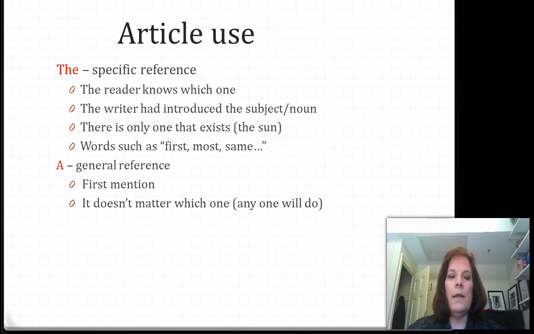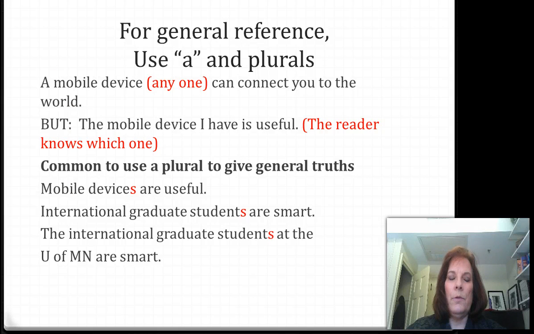A, on the other hand, is a general reference and is only used for singular countable nouns. So the first time you mention a singular countable noun, you probably will use a. It also means when it doesn't matter which one, any one will do, so it's a generalization. Let's look at some of those examples. A mobile device, anyone, it doesn't matter which one, can connect you to the world. But the mobile device that I have is useful. In this case, we use the because the reader knows which one. Which one? The one I have.